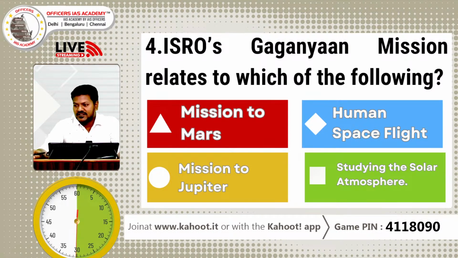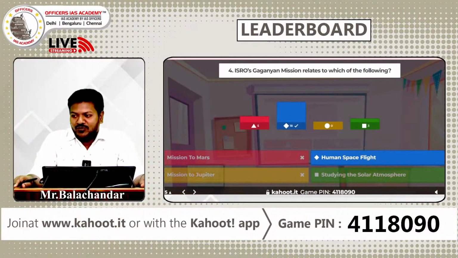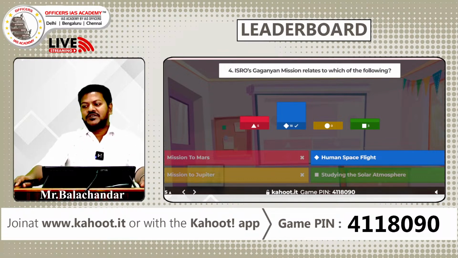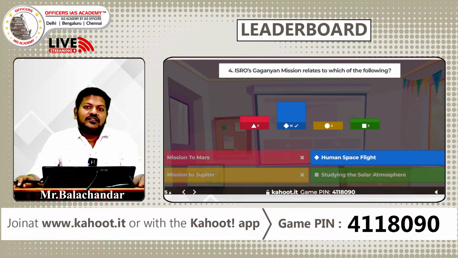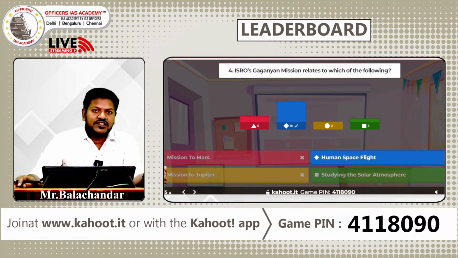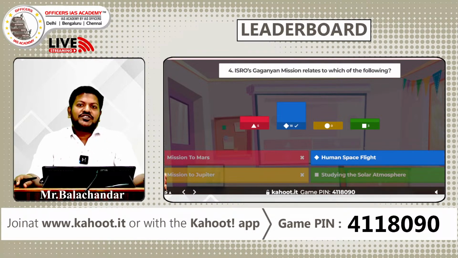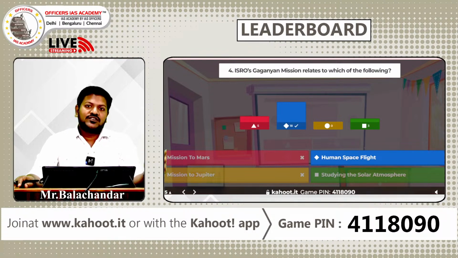So last few seconds. It's good to know that most of you have answered correctly, and the right answer is option C, that is human space flight. So human space flight, that is the Gaganyaan mission, which ISRO is planning to go for within this year. Through this mission, ISRO aims to send 3 crew members to the low Earth orbit, which is around 400 kilometers above the Earth's surface, into space for 3 days. And after that, safely bringing them back to the Earth.